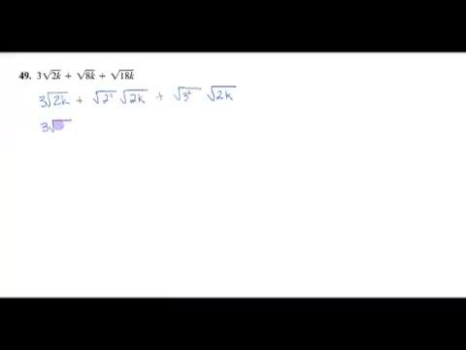I get 3 square root of 2k plus the square root of 2 squared is 2 square root of 2k plus the square root of 3 squared is 3 square root of 2k. Now when I add these up, I'll have 3 of those roots plus 2 more of those roots plus 3 more of those roots gives me 8 square root of 2k.